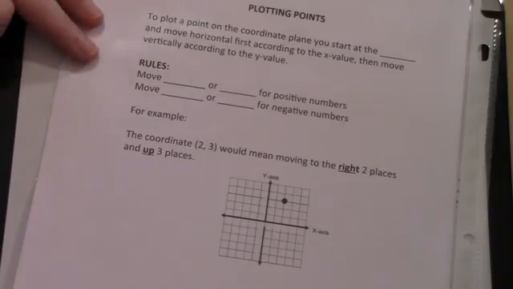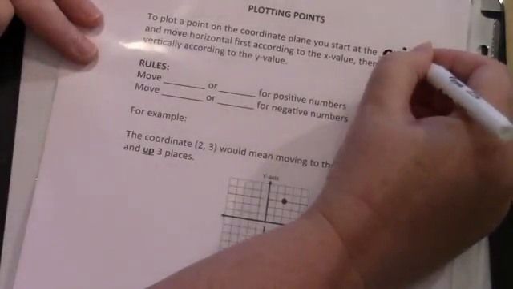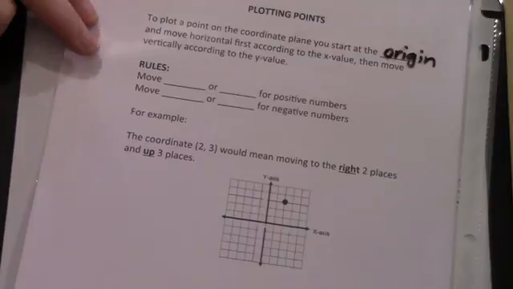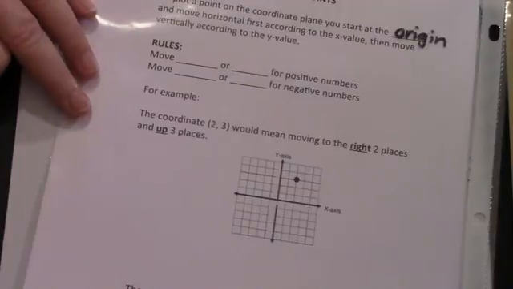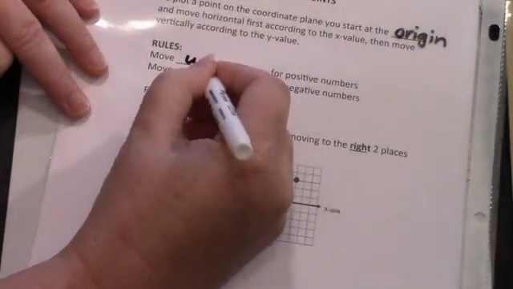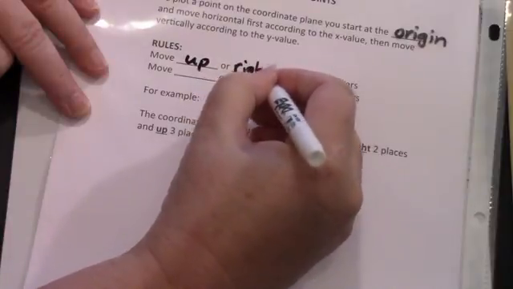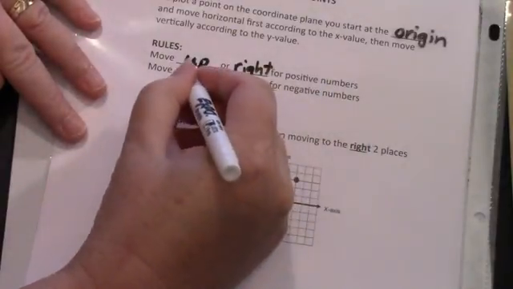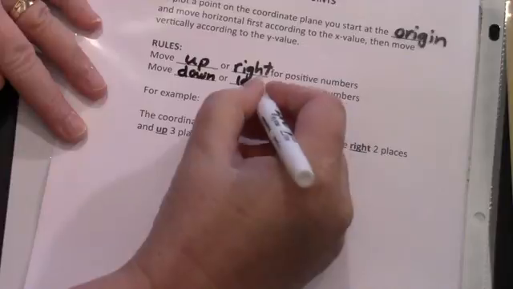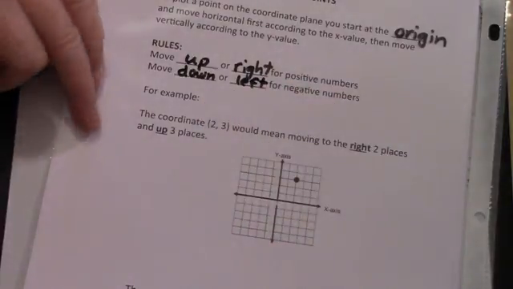Let's turn to the next page and let's see how we plot these points. To plot a point on the coordinate plane, you start at the origin and move horizontal first according to the x-axis value, then move vertically according to the y-axis. Okay, a few more details before we plot a point. You're going to move up or right for positive numbers. You're going to move down or left for negative numbers.